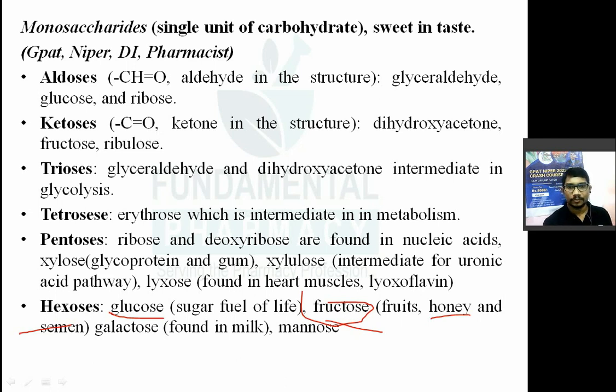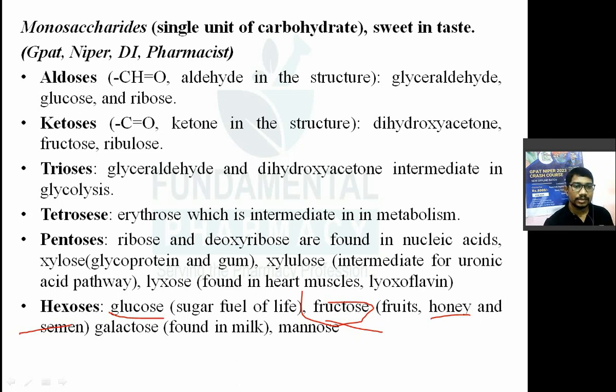The honey that you eat, like Dabur honey and so on, nowadays that honey is all adulterated. Okay. So pure honey, whatever honey you are getting through the honeycomb, that honey has fructose. So free fructose is present in fruits, honey and semen.